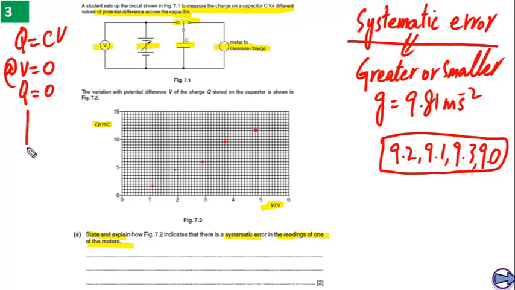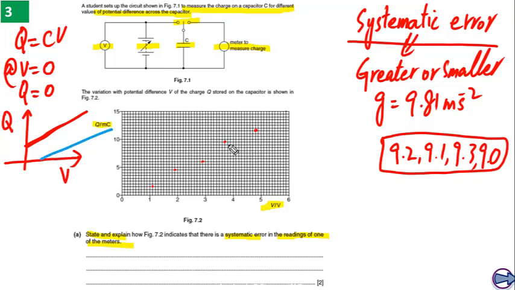So if there is systematic error in this case, how can we see it with the help of the graph? As it is given to us, Q is on the y-axis and potential difference on the x-axis. If there is systematic error in Q, the graph will look like this. And if there is systematic error in V, potential difference, our graph will look like this.